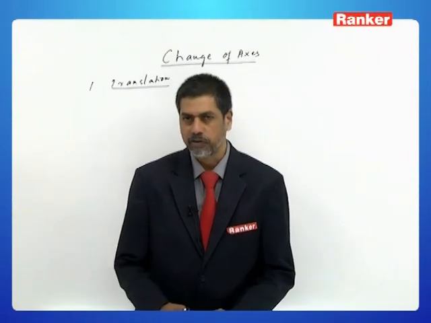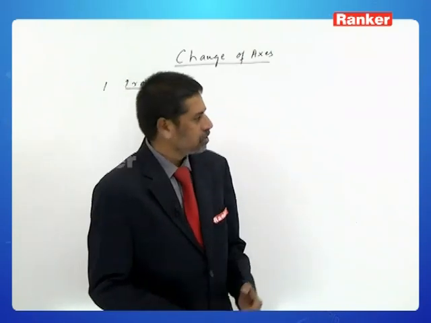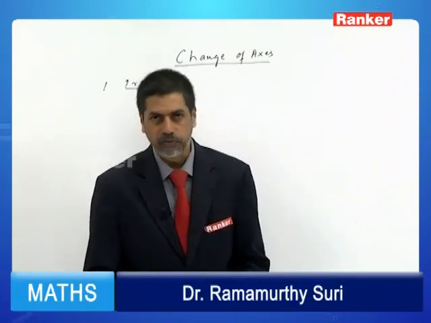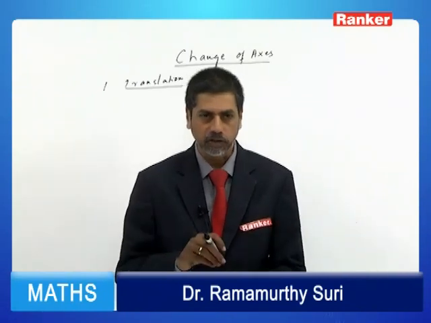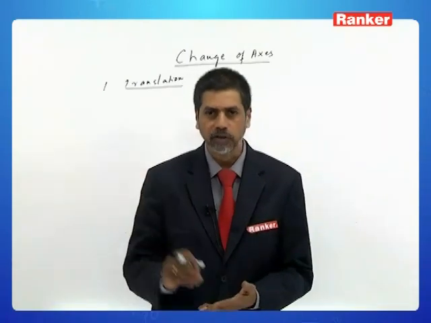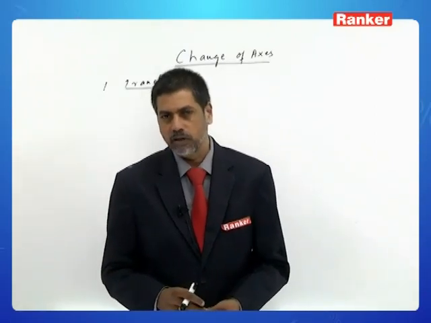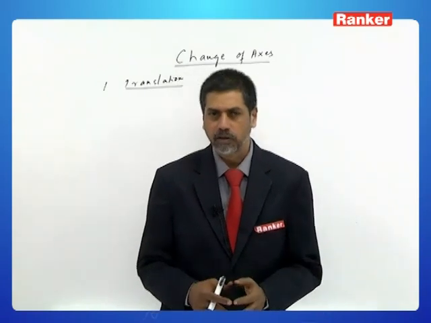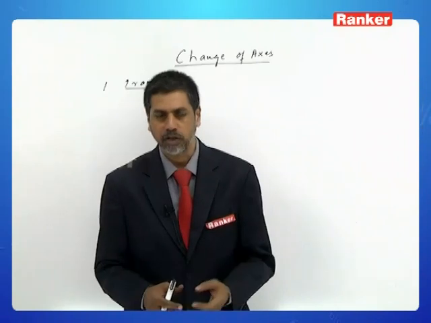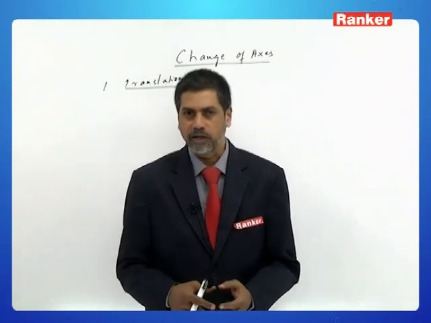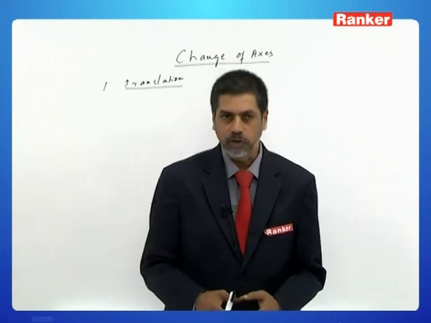Let's have a brief discussion on change of axis. Change of axis is basically of two types fundamentally. One is translation of the axis, that means shifting the origin from 0, 0 to a new location without changing the direction of the coordinate axis. The second aspect is rotation without changing the origin. Of course, the third one, a slightly more complex one, is translation followed by rotation, which is called rigid body motion. So let's look at translation.